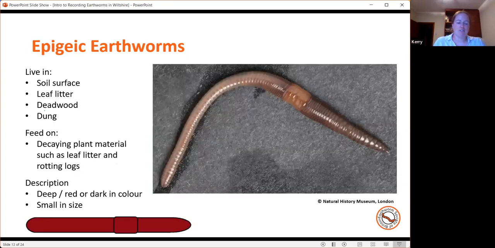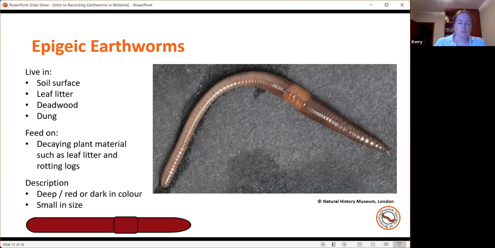And then the third true group are the epigeics. So these are the ones that are living on the surface. And you get them in all sorts of different microhabitats, but they like high nutrient rich substrates. And generally the substrate that you find them in is the thing that they're eating. So you can find them in dung and they're feeding on the dung. You can find them in dead wood, they're feeding on the dead wood. You find them lots in leaf litter and they're feeding on the litter there.